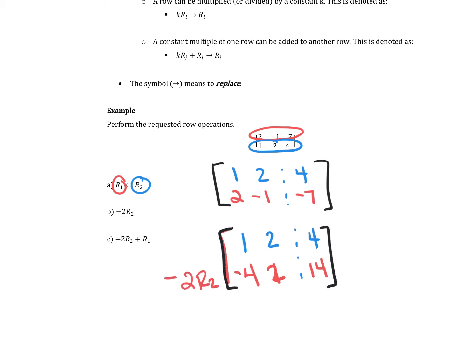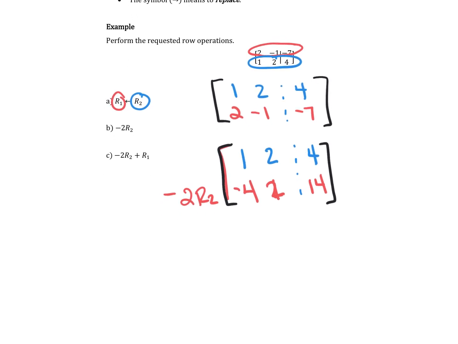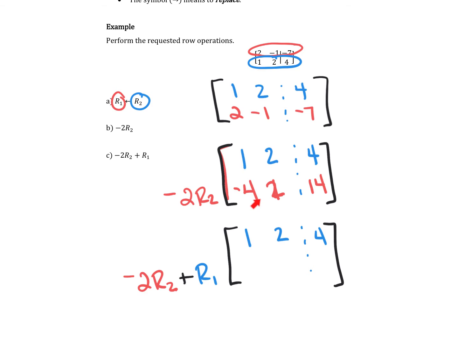We write it like that. The last thing says to do -2R2 plus R1. This one is going to show you how we add the rows. So again, we're not going to touch R1, so we have 1, 2, 4. But here we're going to do -2R2 plus R1. And remember, we just did -2R2, so now we're going to add it to R1.